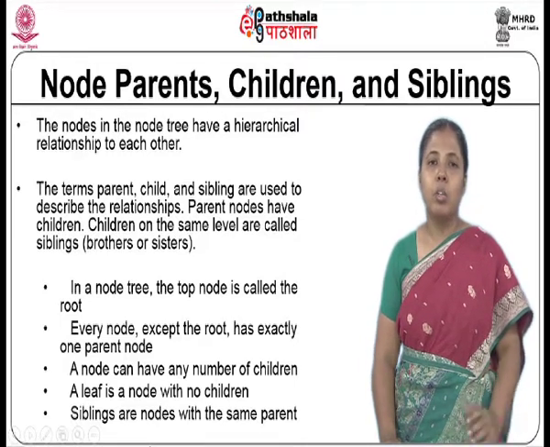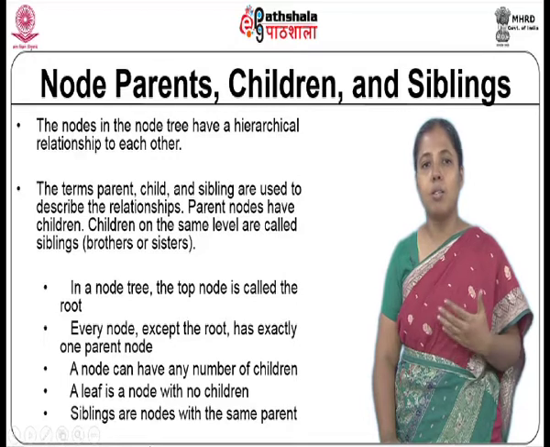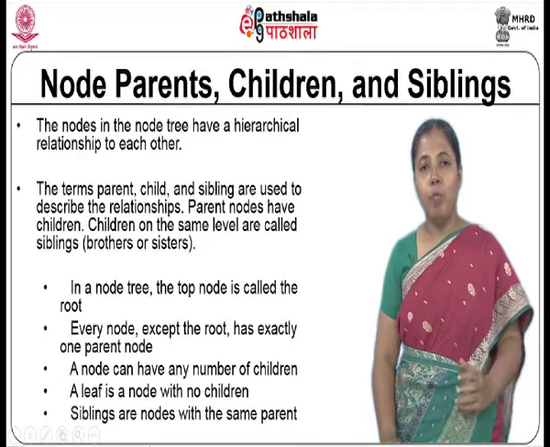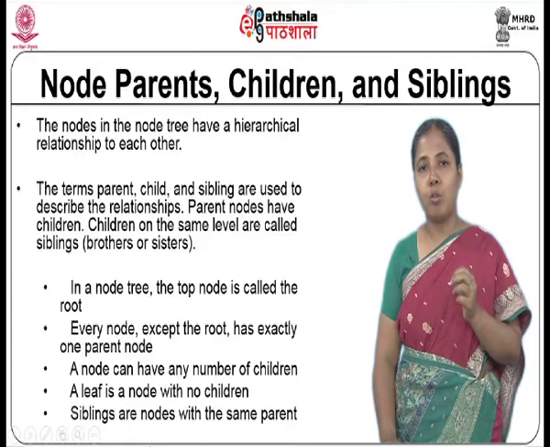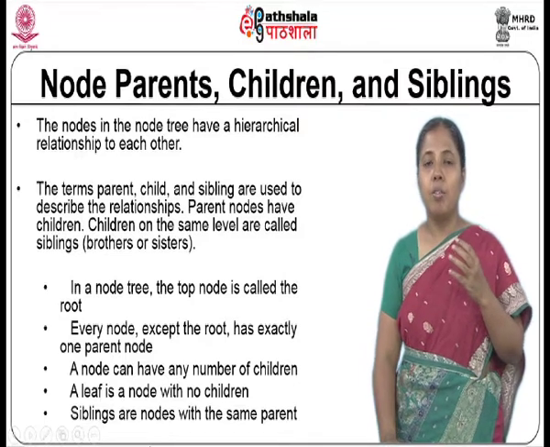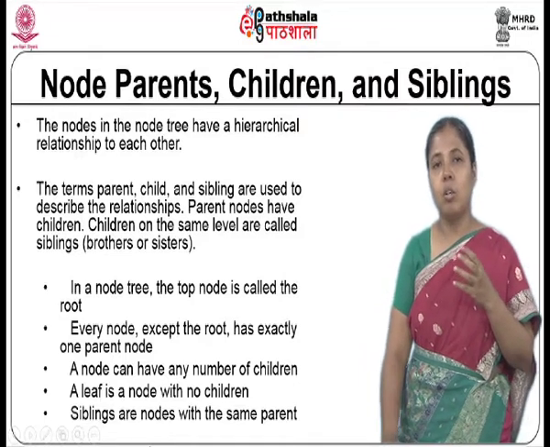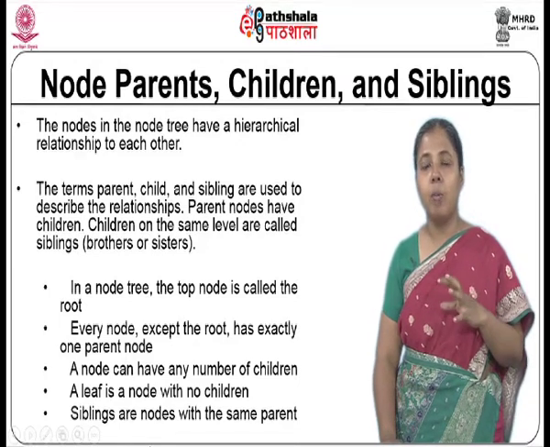Now, coming to the relationship among these nodes, we can designate nodes as parents, children, or siblings. For every node there will be only one parent. The root of the document is called the root element, the parent of all the nodes in the document. And any node can be called a child node, or children.